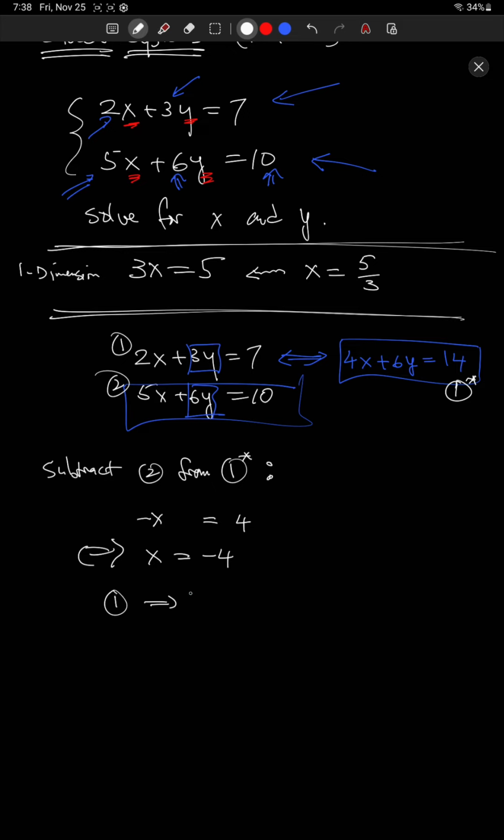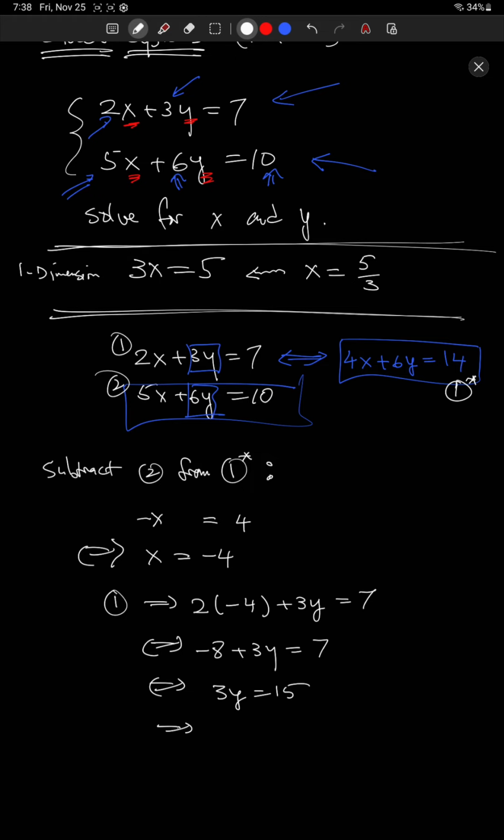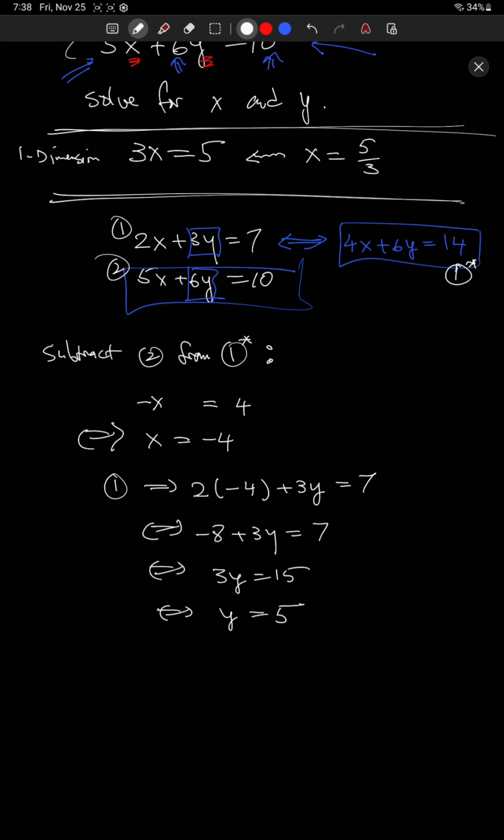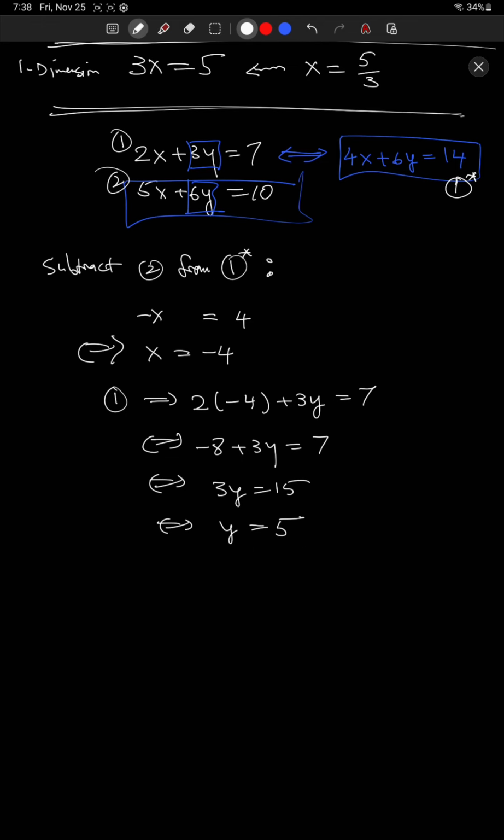So equation 1 would tell me 2 times negative 4 plus 3y is equal to 7, which tells me minus 8 plus 3y is equal to 7, which tells me 3y is equal to 15, and so y is equal to 5. All right. Okay, so this is one way to solve this set of equations, and it's perfectly legal.